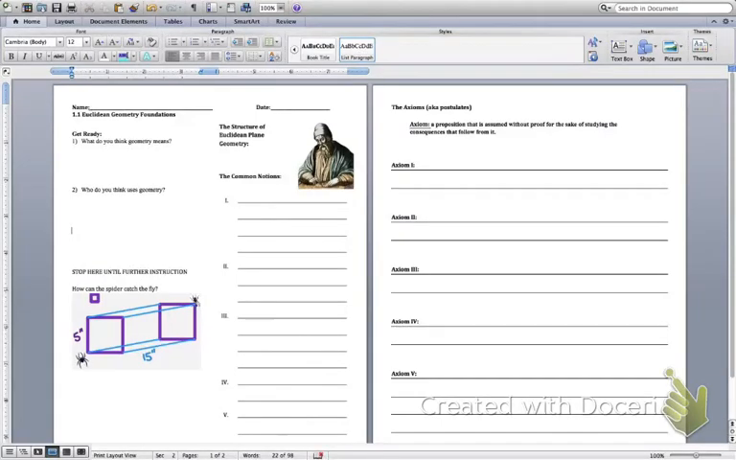Okay, so this is going to be the common notions and axioms that are the foundation of Euclidean plane geometry. So on your guided notes, on 1.1, right here, we're going to start with the common notions. So take notes here. If the video is going too fast, feel free to pause it so you can catch up. So the common notions.